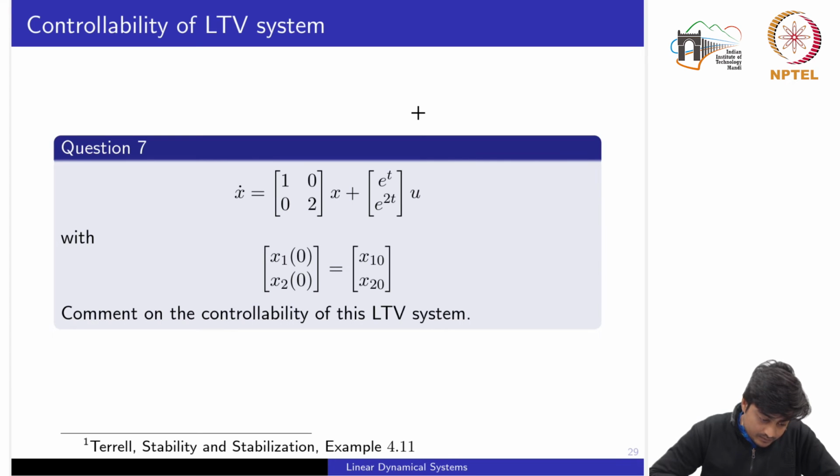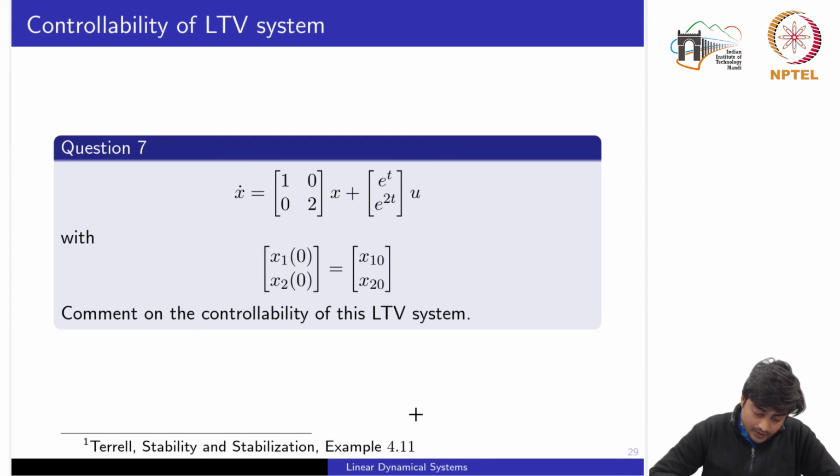Now this is the last problem where we discuss the controllability of the LTV system. Here we have taken A as a constant matrix, but B is a time varying matrix, and this problem is taken from another book which is not mentioned in the references, but you can also take a look at it, the book by William Terrell, Stability and Stabilization, and we have taken this example 4.11. So we need to comment on the controllability of this LTV system.